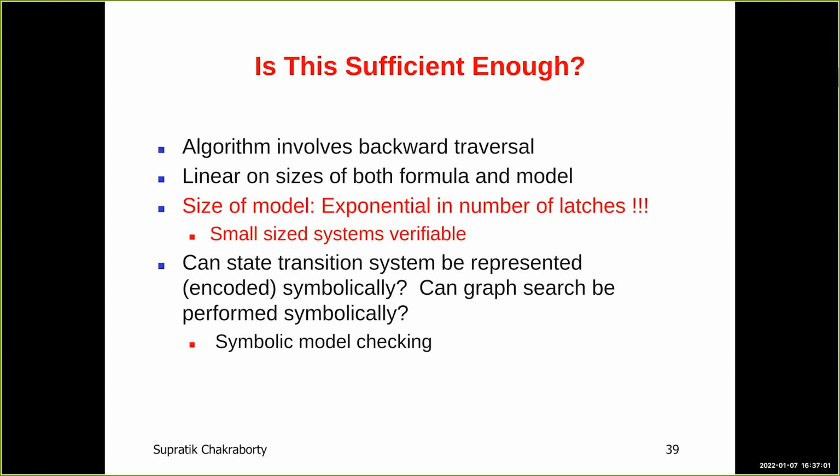I mean, we can't write down a state transition diagram with 2 raised to 100 states and then do all of this, right? Even if there are a modest number of latches or flip-flops, like 100. So what do we do in such cases? We ask, can we avoid representing the state transition system explicitly? Can we represent it symbolically? Can we encode it in logic? And then not only that, we would like this backward traversal to happen on that symbolic representation.